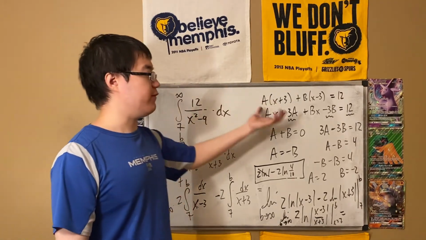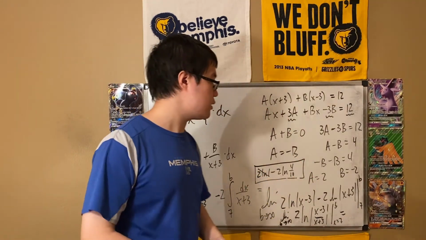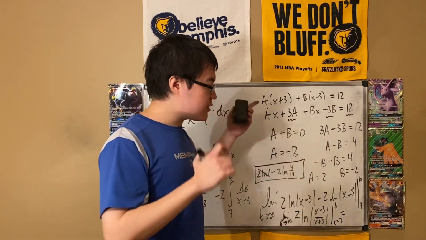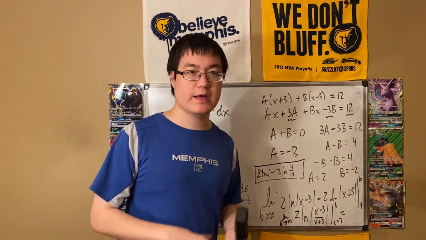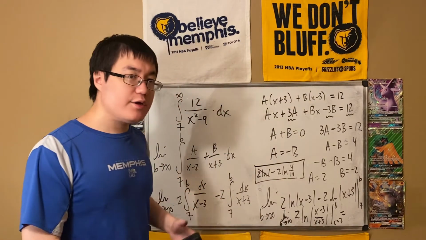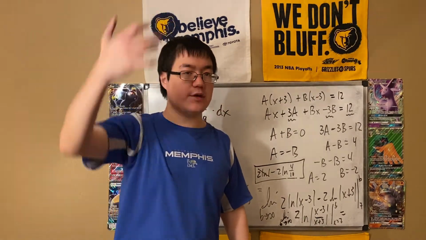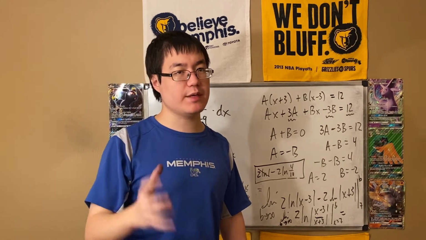We broke it up. We formed an x equation and a non-x equation. We did a nice little system of equations, and we found our answers. And that's what it was. So that's how you do improper integrals. When you have that infinity on the top, what you want to do is write the limit as b goes to infinity.